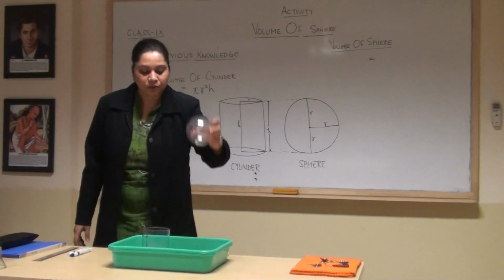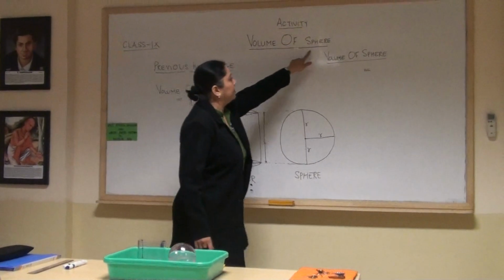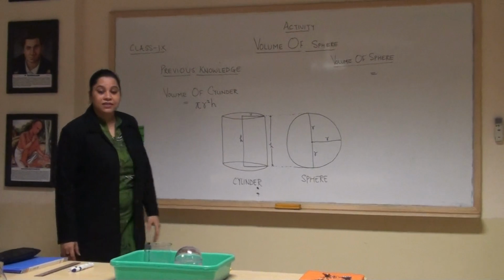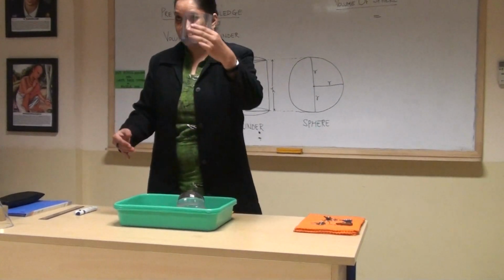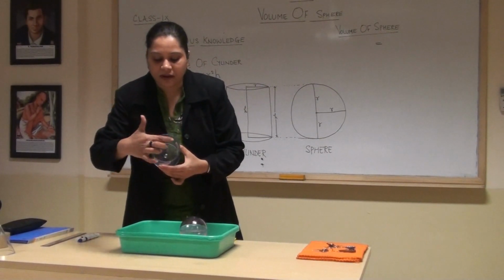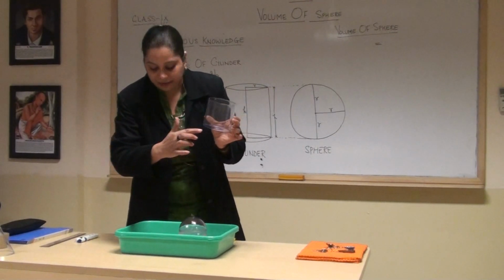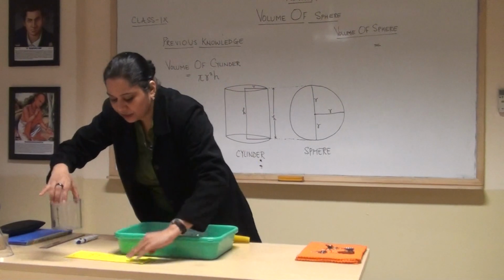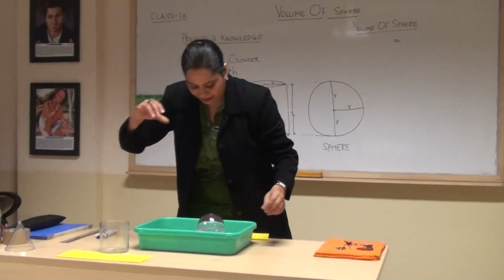This is a sphere I brought for you, and we are going to derive the formula for the volume of sphere in relation to the volume of cylinder. Here is an interesting activity wherein we would require a cylinder that we used earlier as well. You remember, this is the circumference of the cylinder, this is the diameter, and this is the height of the cylinder. So you remember we used this cylinder, and I am placing it here. We are going to use it again.